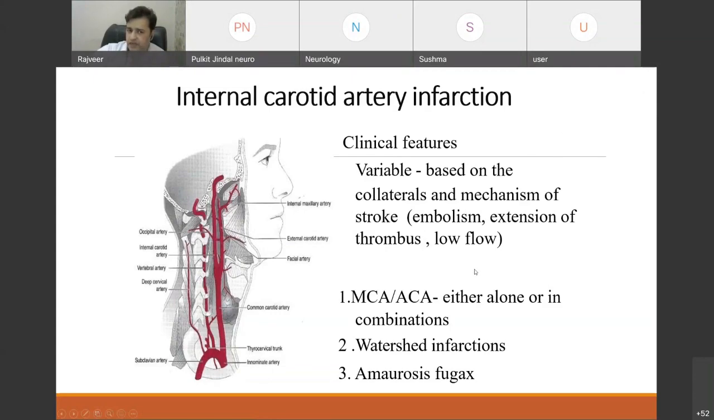And the clinical picture also depends on whether it is embolism, extension of thrombus, or low flow. So the patient may present with the syndrome of MCA or ACA territory infarction, either alone or in combination of both ACA and MCA. Sometimes the patient may develop watershed infarction in low flow states, or amaurosis fugax, where small emboli migrate to the ophthalmic artery and the patient may lose vision.